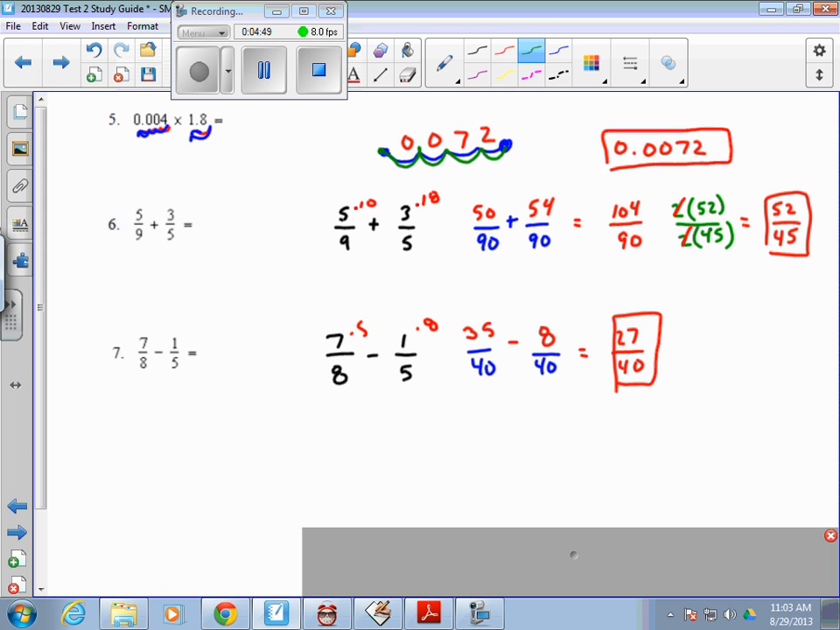The only numbers that go into 27 besides 1 are 3 and 9 and 27. So 27 over 40 is a simplified answer.